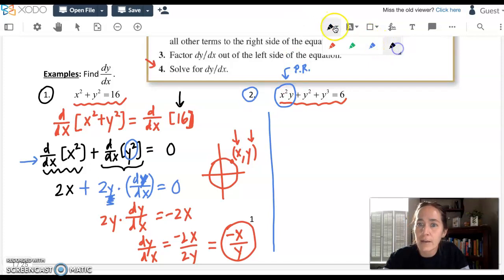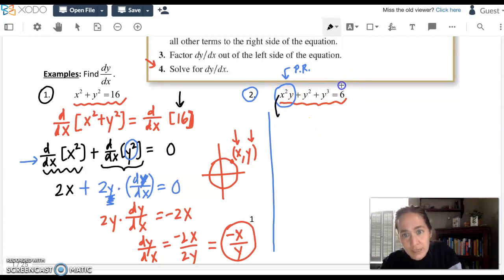I'm thinking in my head of u prime v plus v prime u for product rule. So I'm taking a derivative. Let me write this here. I'll put d dx on the outside, just remembering to take the derivative of all terms on the left side and the right side. And starting the product rule, we need the derivative of x squared with respect to x. So that should just be 2x by the power rule.